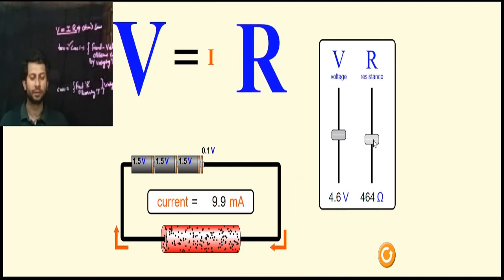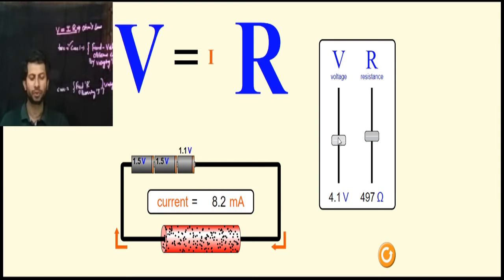This is case 1. Now we observe case 2, where we keep resistance constant, observing the value of current while changing the value of voltage. Let's start. In case 2, we keep the resistance at 497 ohm as a constant and we try to decrease or increase the value of voltage.